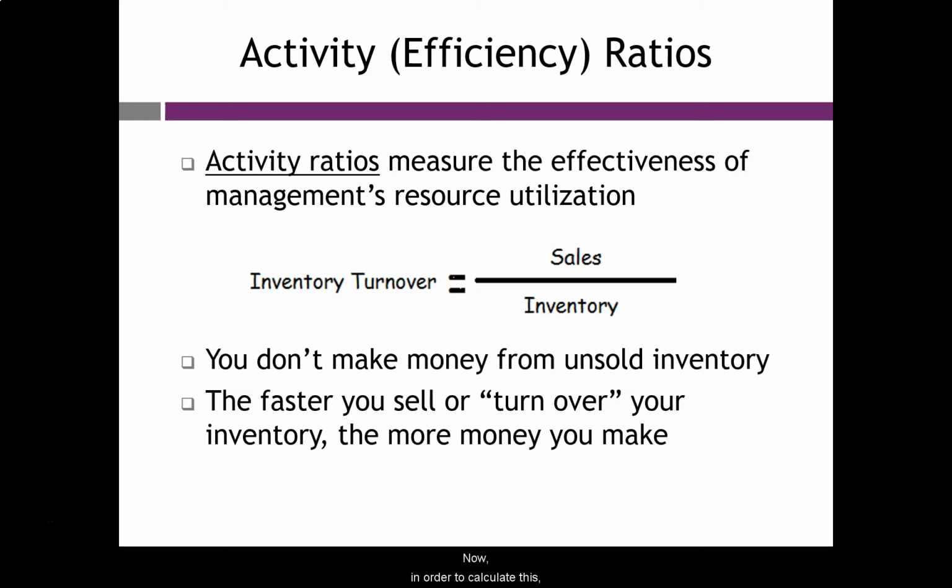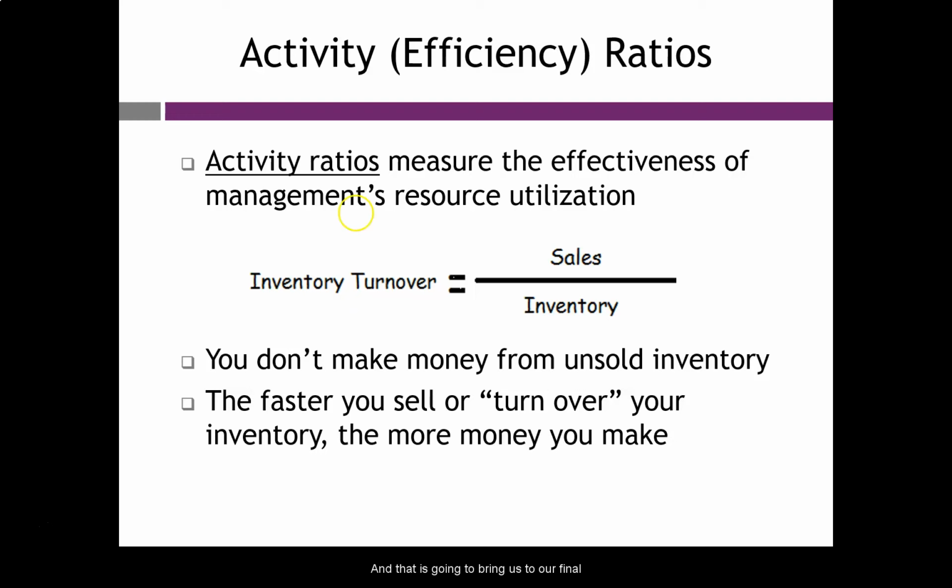Now, in order to calculate this, you need to have actually two balance sheets. Inventory at the beginning of the year and inventory at the end of the year, because it's sales really over average inventory. Because we don't have two balance sheets for the college shop, I can't show you that. But that's how they work, okay? Sales over inventory, and generally speaking, the higher the better, because you're turning over sales.